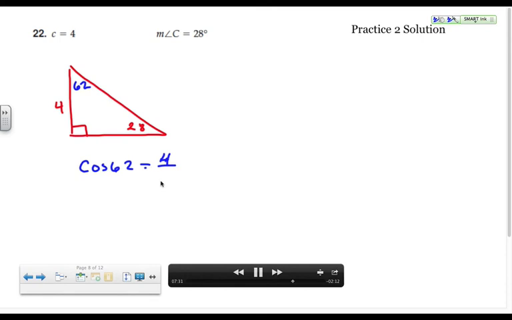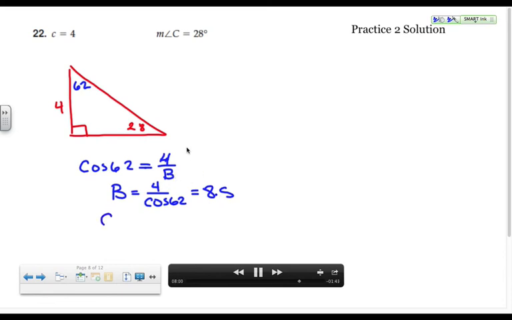What did I call it? Just going slow. Okay, so then I'm going to multiply by b, divide by cosine of 62. And b equals 4 divided by cosine of 62. I did this because, again, this is a practice problem, so I did it quickly.